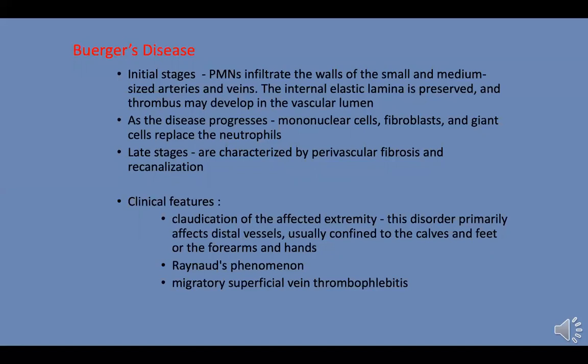Clinical features include claudication of the affected extremity. This disorder primarily affects distal vessels, and usually symptoms are confined to the calves and feet, forearms, and hands. You can also see Raynaud's phenomenon and migratory superficial vein thrombophlebitis.